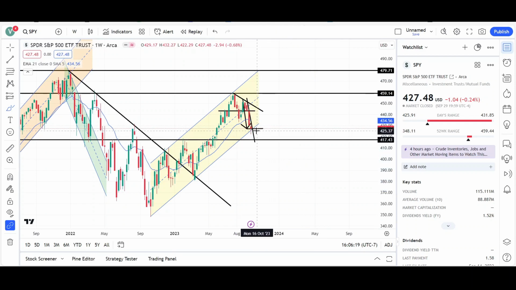So either way, if we continue higher from here or from the 417 level, there's a good chance we'll be seeing a possible new all-time high, maybe at the end of this year at the 480 level, because this is a nice uptrend and price is not that far away from it.